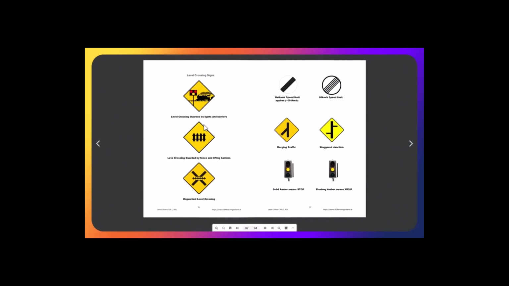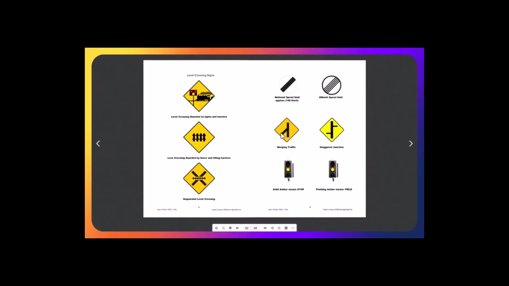These are your level crossing signs, guarded by lights and barriers, even though there's no barrier in the picture. That is just a picture of a fence. That's a level crossing guarded by fences and lifting barriers, and that's a level crossing guarded by nothing. So memorize these. National speed limit applies, which is 100 kilometers an hour. Then they brought out this one, which means 80 kilometers an hour, but now it means 60 kilometers an hour. So I'm going to have to change that down to 60.